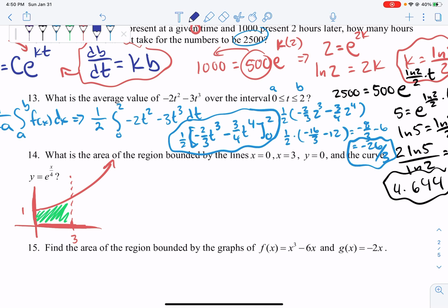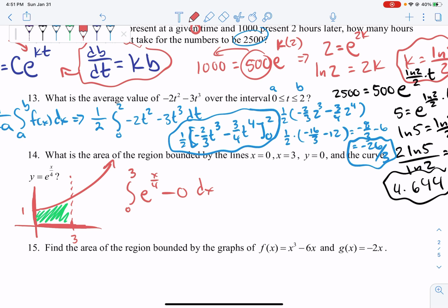I'm glad it started us with a nice one. It's about time. So I'm integrating, and I'm looking at my x's. I'm going from 0 to 3, and I want my top curve minus my bottom curve. So I want my e to the x over 4 minus my bottom curve, which is just 0. Is that really all it is? Yes, that is all it is.